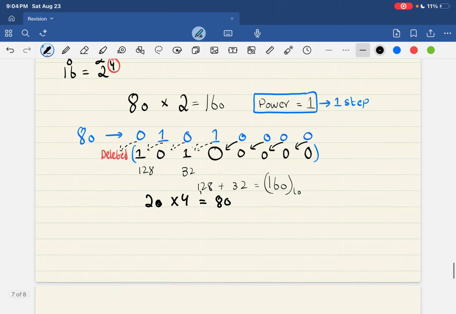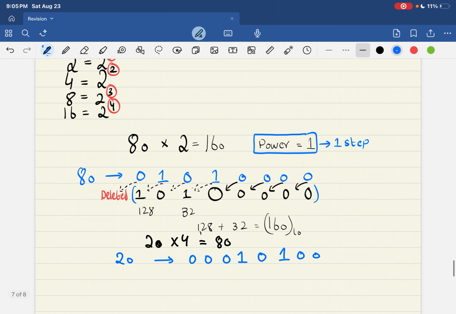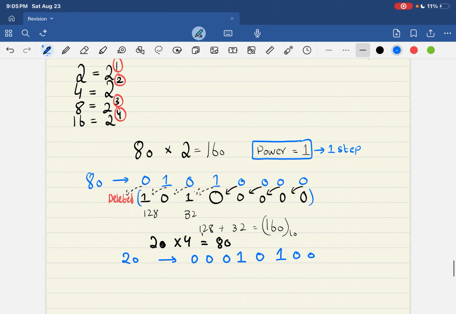So first let's write down the binary representation of 20. For that we will have 16, 0 and 4 and 0 0, and then 0 0 0 over here. So this is the representation of 20. Again, remember what is the power of 2 that gives us 4? We have to multiply with 4, so we have to look out for what is the power of 2 that gives us 4.